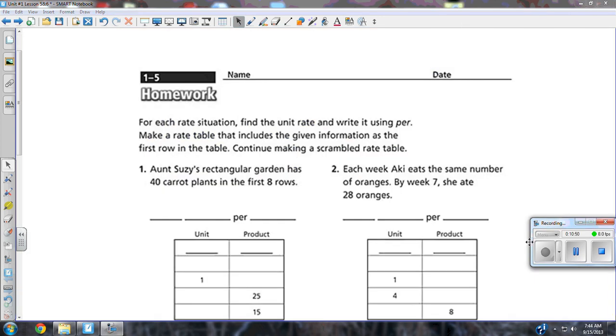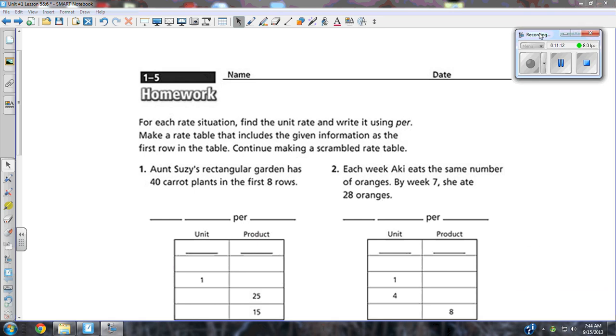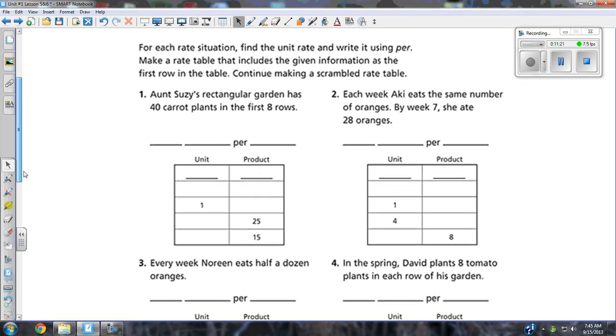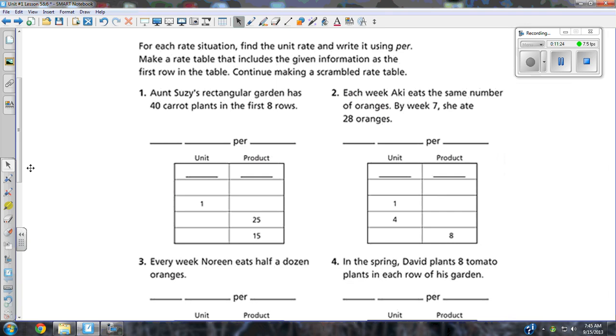All right, let's take a look at what will be your homework in class, or your schoolwork in class. 1.5 homework side. For each rate situation, find the unit rate and write it using per. Make a rate table that includes the given information as the first row in the table. Continue making a scrambled rate table. So number 1, we have Aunt Susie's rectangular garden has 40 carrot plants in the first 8 rows. So what would that look like completing the scrambled rate table?